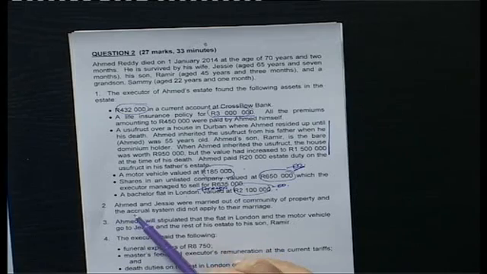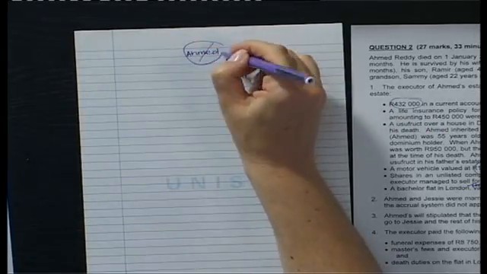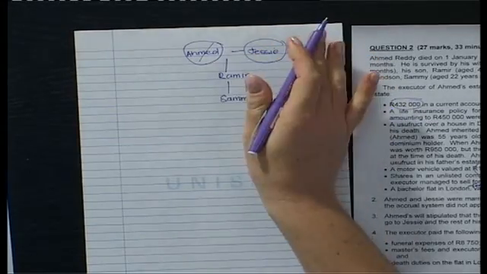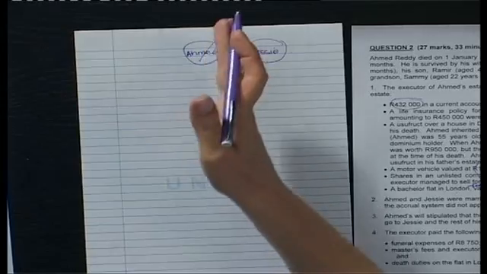The second point here: Ahmed and Jessie were married out of community of property, and the accrual system does not apply. If we look at our little diagram, this is quite easy. Ahmed has his own estate, Jessie has her own estate. There's not a joint estate, so we don't have to be dividing any of these figures.